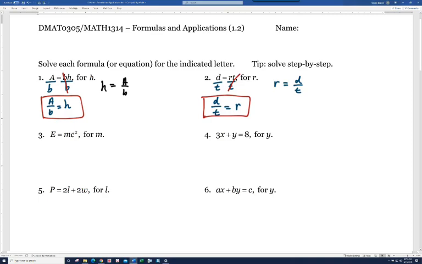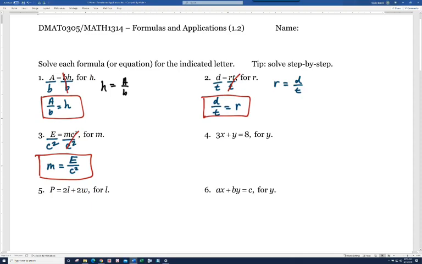All right, so let's see how you did on 3. You're solving for m, and so you got to get rid of the c squared. Since it's m times c squared, we're going to divide, as we've done in the last 2 problems. So we'll cancel our c squareds, and we get m is equal to e over c squared. On number 4, this is a little different. Notice here you have 2 terms. And so this is not like the ones we've done before.